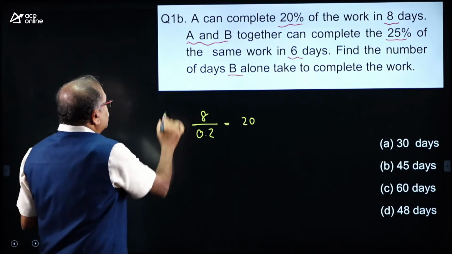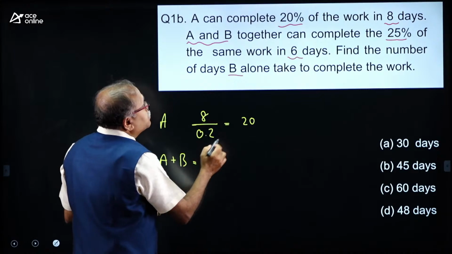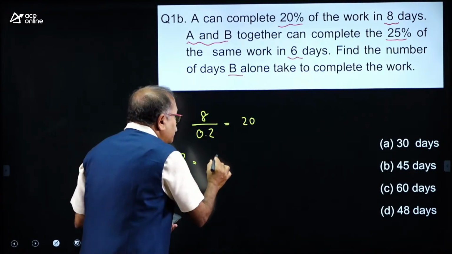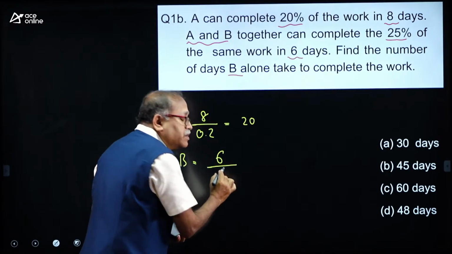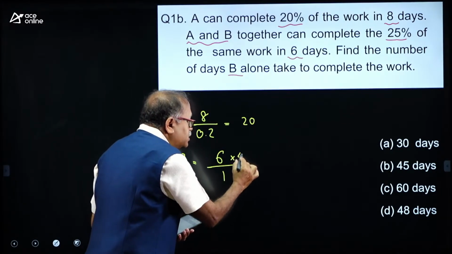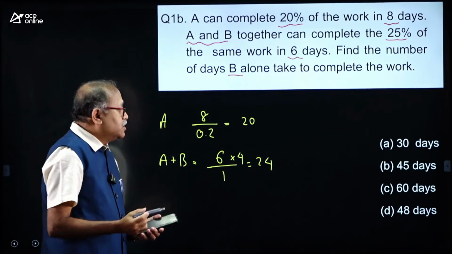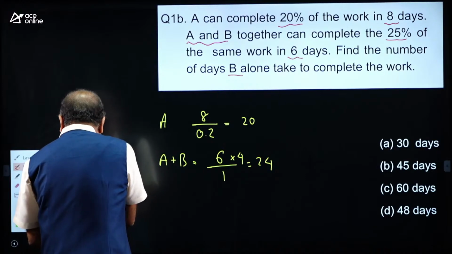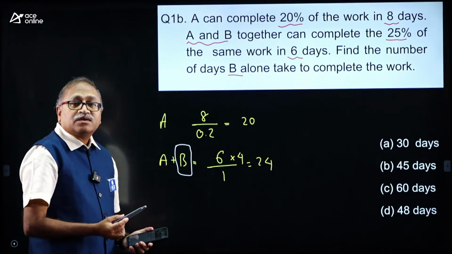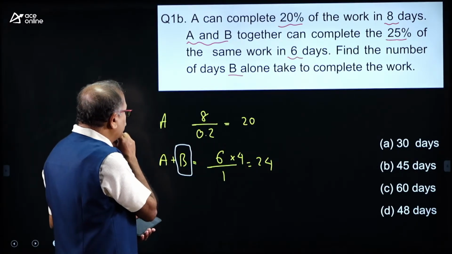Now, it is said that A plus B together can complete what percentage of work? 25% of work in 6 days. So one work in how many days? 6 divided by 25%, which is nothing but 1 by 4. So that is 24 days. Done. Now you are asked to find out B alone can complete the work in how many days? Okay, A plus B, will that be 24 days?